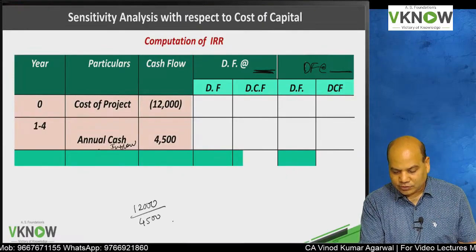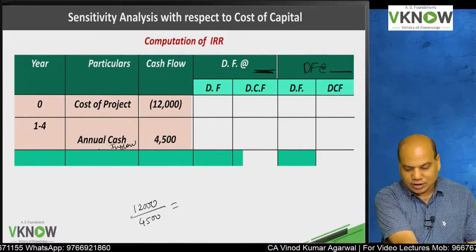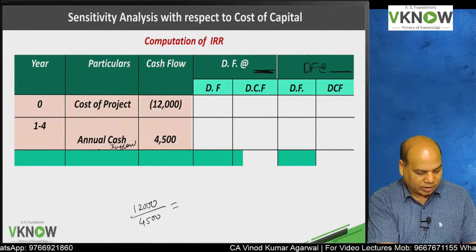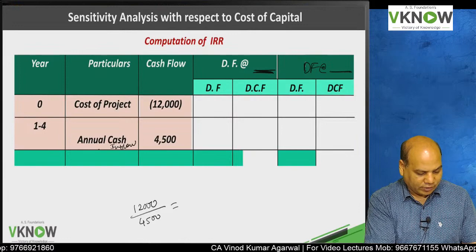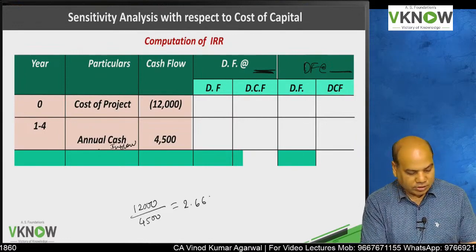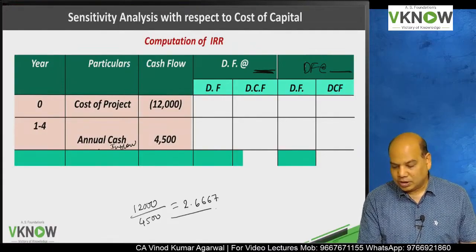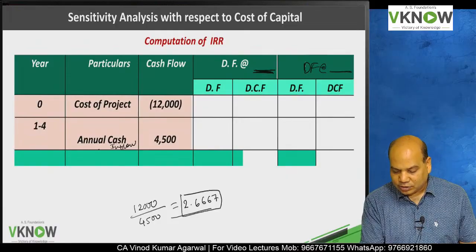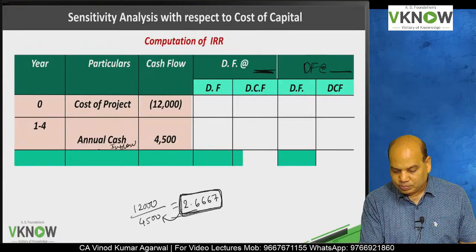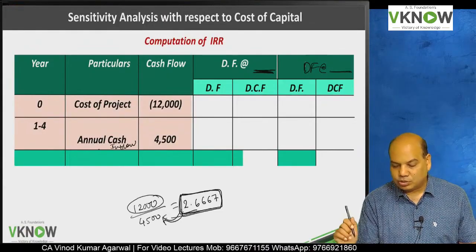12,000 divided by 4,500. I need an annuity factor of 12,000 divided by 4,500, which is equal to how much? 2.6667 or something. Is it right? If I have an annuity factor of this number, my PV of cash inflow will be equal to 12,000 and NPV will become equal to 0.